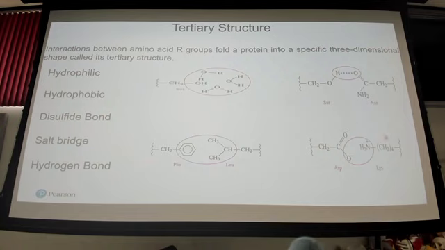What about this one? Salt bridge, it's easy, they're opposite charges, right? And then this one, hydrogen bond. All this stuff, I can just close my laptop and go back to this, right? And then disulfide, how do disulfide bonds form? Between 2 what? 2 cysteines, and what's the group? Sulfur, sulfur, yep, correct.